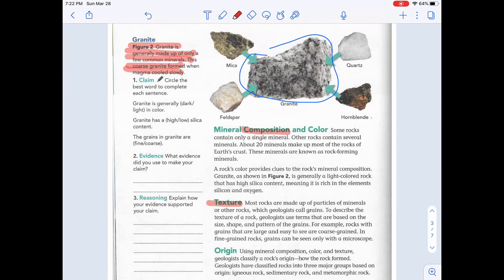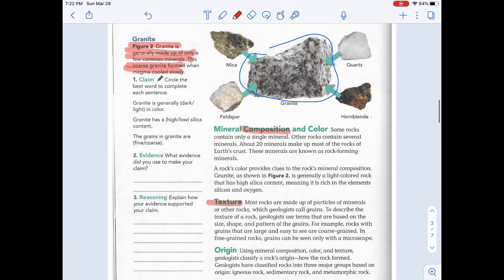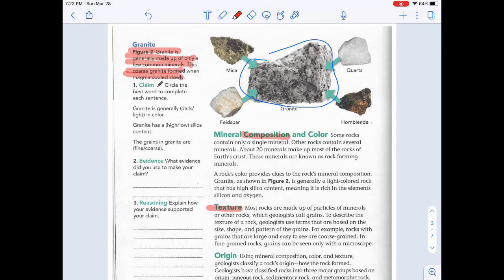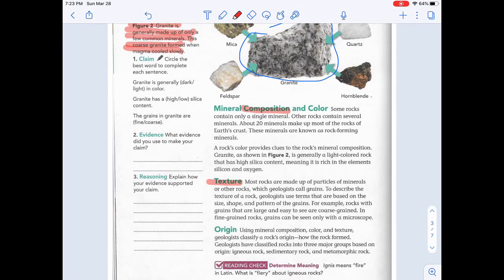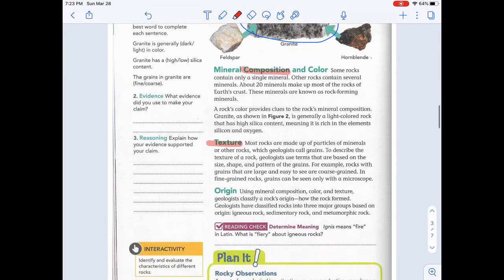Then it says the grains in granite are fine or coarse. So fine means very small, that it's very hard to see the individual shapes and little crystals. And coarse means that they're large, you can see the shapes. And then number 3, it says explain how your evidence supported your claim. So you had to choose if granite was a very dark colored rock or a light colored rock. So you want to use the evidence that you just went through here to explain why you decided if granite was a light colored rock or a dark colored rock.